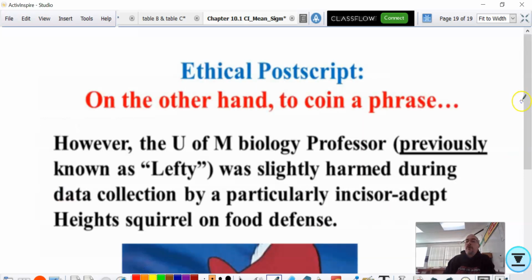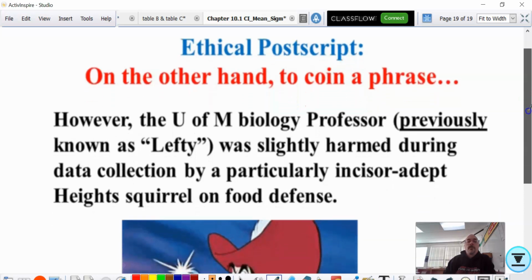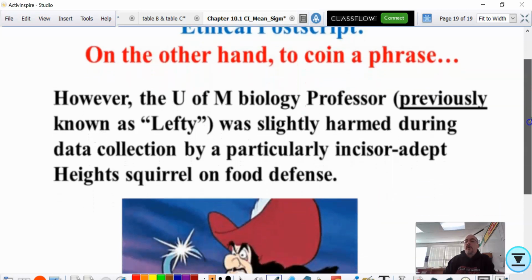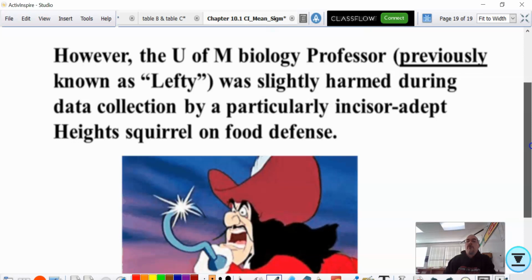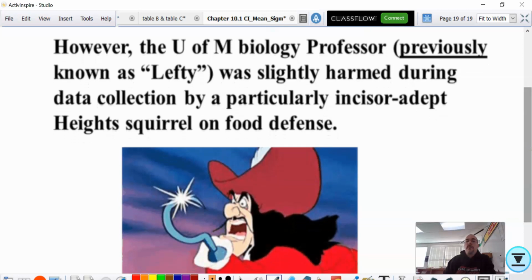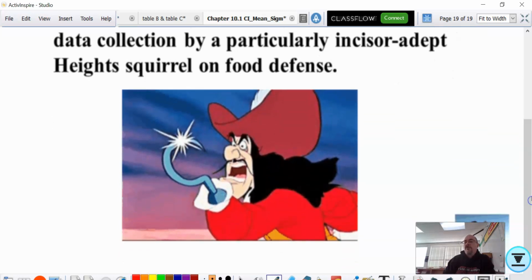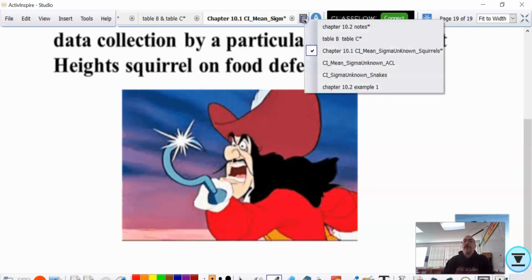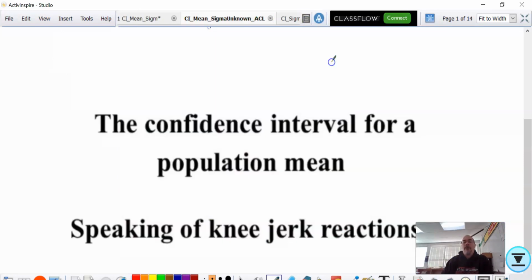Okay, ethical postscript number 2. On the other hand, to coin a phrase. However, the U of M biology professor, previously known as Lefty, was slightly harmed during data collection by a particular incisor-adept Height squirrel on food defense. Okay, I hope you appreciated that humor, folks. All right, let's go through another one. Okay, here we go.